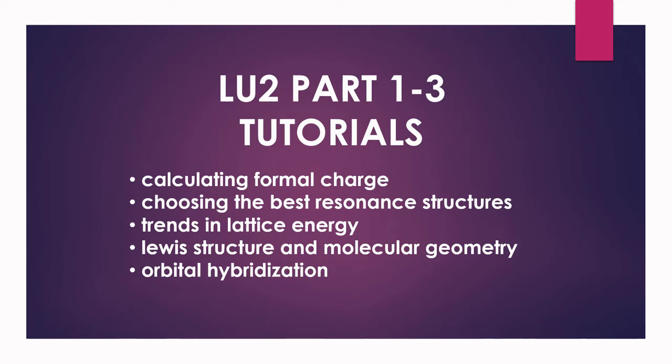And then when we have already calculated the formal charge, we need to choose which is the best resonance structure. And then if we have a series of compounds, how do we discuss the trends in the lattice energy? And then in terms of molecular compounds, how do we draw the Lewis structure and determine their molecular geometry? And the last subtopic is on the orbital hybridization.